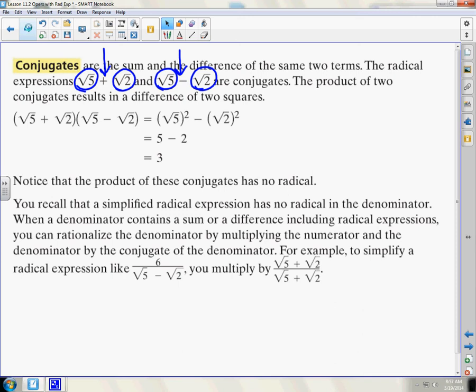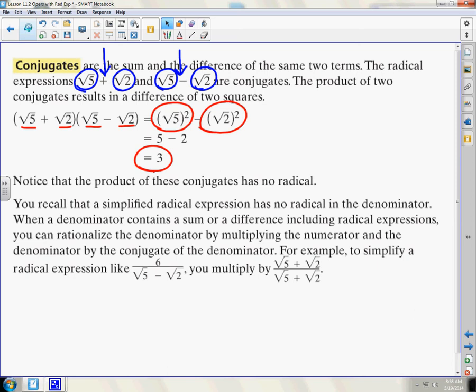So if you look at this, okay, here's my 2 terms and I'm adding them, and here's my 2 terms and I'm subtracting them. If I multiply them using FOIL, if you remember, you don't get a B. You get an A and you get a C, and if they're squared, you square a square root and they cancel each other out, so you're left with 5 minus 2, which is just 3. So notice that the product of these conjugates has no radical.